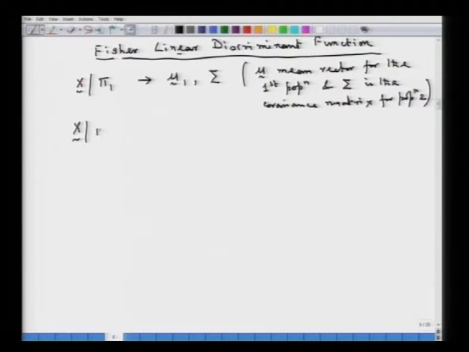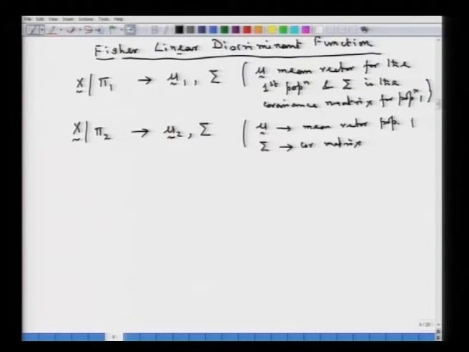Similarly, if x belongs to pi 2, then the mean vector is, say, mu 2, and for simplicity we will take the sigma matrix to be the same. So mu 1 is the mean vector for population 1, and sigma is the covariance matrix of population 1, because we are looking at pi 1 as the first population. Mu 2 is for population 2, and sigma is the covariance matrix for population 2. So this is what we have.